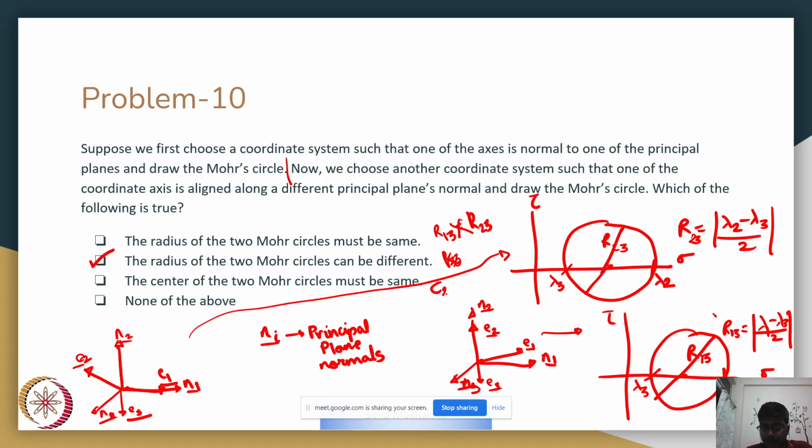If we see C23, it will be (lambda 2 plus lambda 3) by 2 comma 0, and C13 would be (lambda 1 plus lambda 3) by 2 comma 0. As you can see, it's not necessary that C13 and C23 are always the same. So only option B, which is the radius of the two Mohr circles, can be different. This is clear, or do you want me to explain it again?